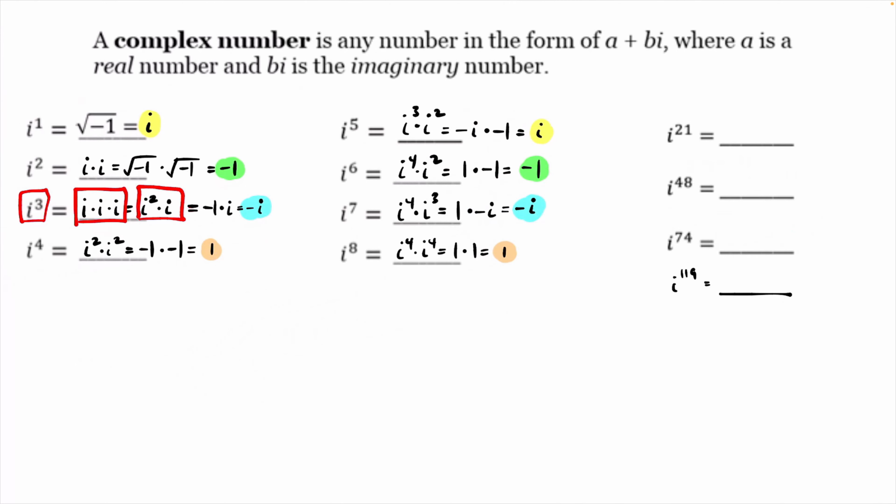Okay, so you guys said it repeated. How many times? Every 4 times, right? Just 4 times. It repeated every 4 times, right? So my answer is either going to be i, negative 1, negative i, or 1, right?